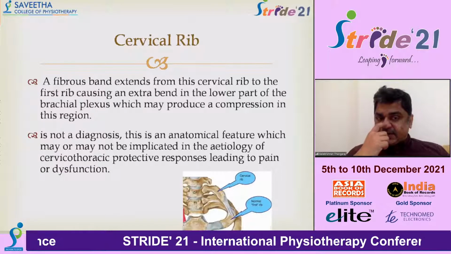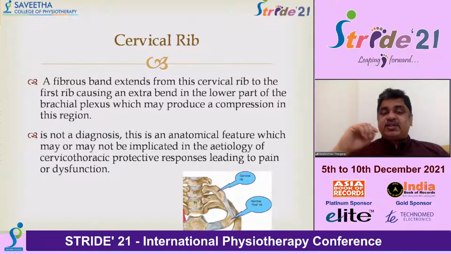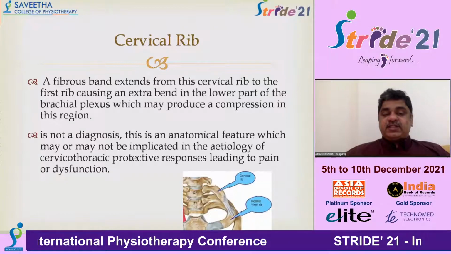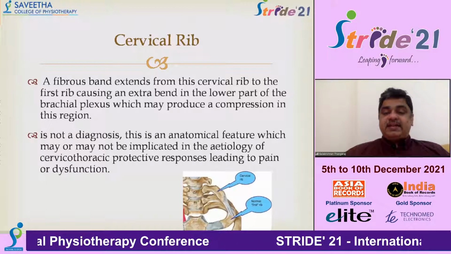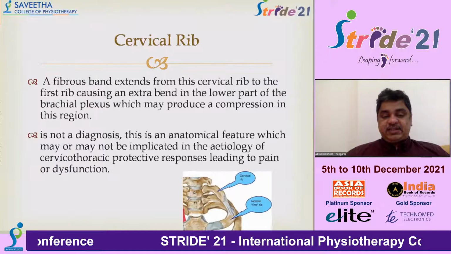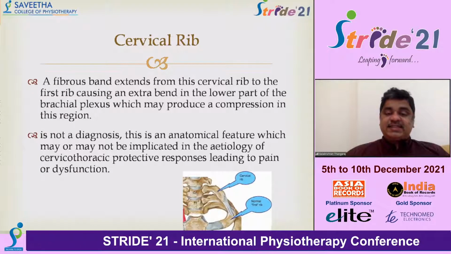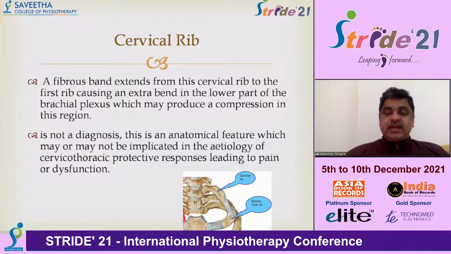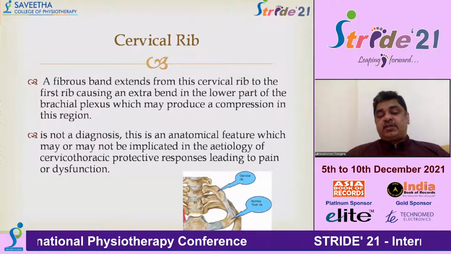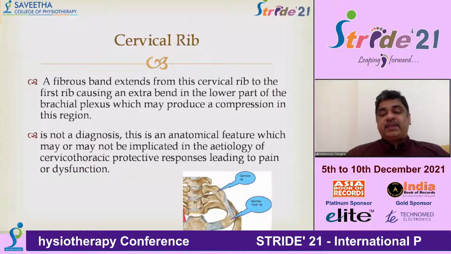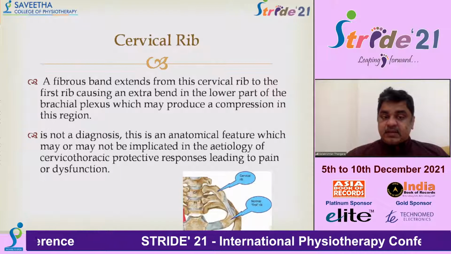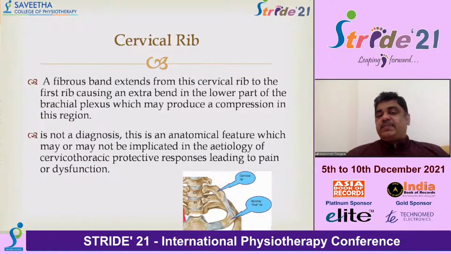Talking about the cervical rib, it's not a condition. It's actually a fibrous band that extends from the cervical rib to the first rib, causing an extra bend in the lower part of the brachial plexus, which may produce a compression in this region. It is not a diagnosis; this is an anatomical feature only, which may or may not be implicated in the etiology of the cervicothoracic protective responses, leading to pain or dysfunctions, whatever we have as symptoms. But it's not a direct relationship.